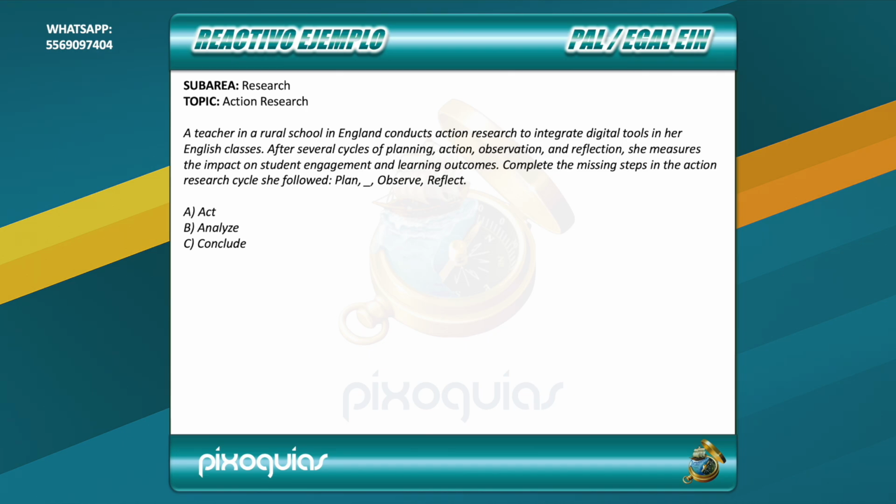Action research. A teacher in a rural school in England conducts action research to integrate digital tools in her English classes. After several cycles of planning, action, observation, and reflection, she measures the impact on student engagement and learning outcomes. Complete the missing steps in the action research cycle she followed.